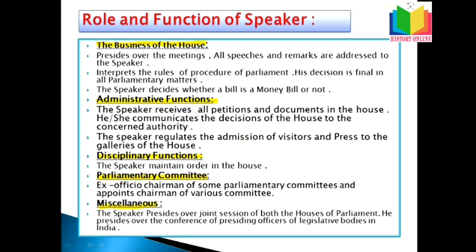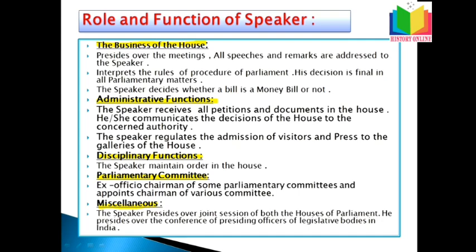So these are some functions of the speaker. The next one is administrative functions. The speaker receives all petitions and documents in the house. He or she communicates the decision of the house to the concerned authority. The third one is that the speaker regulates the admission of visitors and press to the galleries of the house.